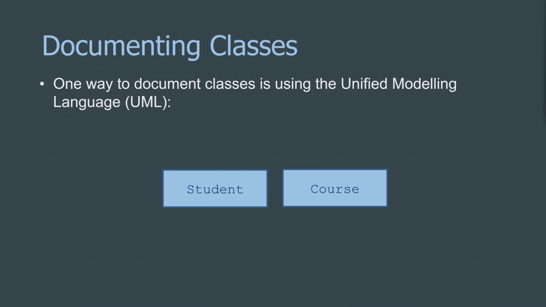To represent a class in UML, all you have to do is create a rectangle and put the name of the class inside it. So here's two classes, student and course. Pretty simple, right? We'll build on this definition as we go, but it is relatively straightforward.